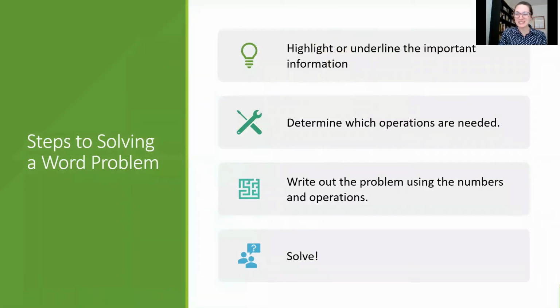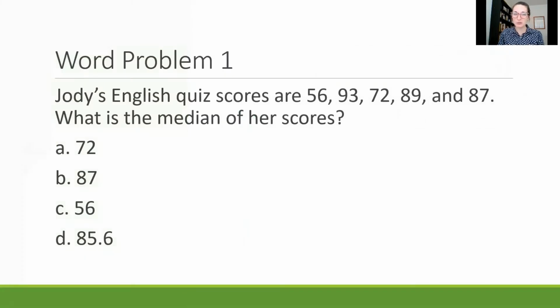So we always start with the same steps, which are the steps to solving a word problem. First, we're going to highlight or underline our important information, or just identify it in some way. And then we're going to take that important information and determine what operations we need to use, such as adding, subtracting, multiplying, dividing. And then we can write it out using the numbers and the operations, and that'll make it easier to solve.